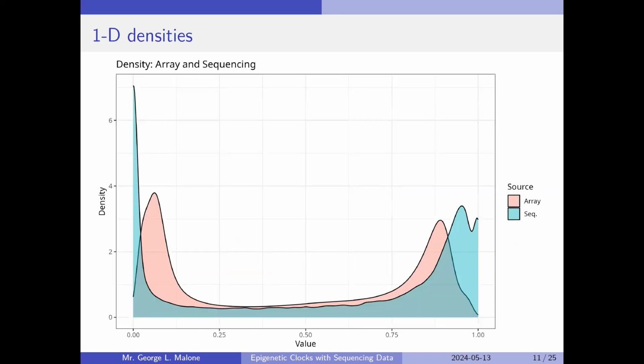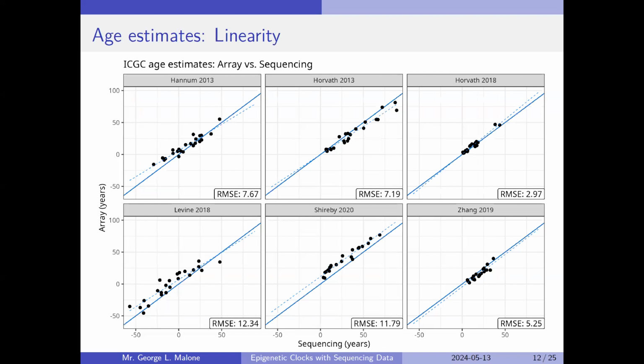Quick look at the data, the distributions of data in particular. You can see that they have a common range between 0 and 1. They both sort of concentrate towards the extremes. Sequencing concentrates at the extremes at 0 and 1, whereas array tends to hover around 0, 1, and 0.1. Range estimates for the 6 clocks that we'll be looking at. Array is on the Y, sequence is on the X, and the solid blue line Y equals X is our target. The dotted line, linear model for illustration.